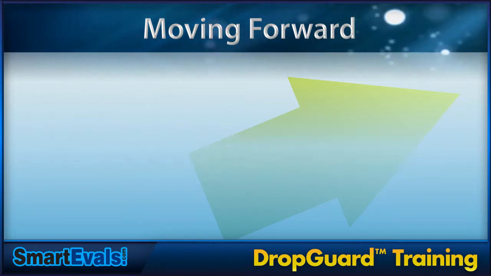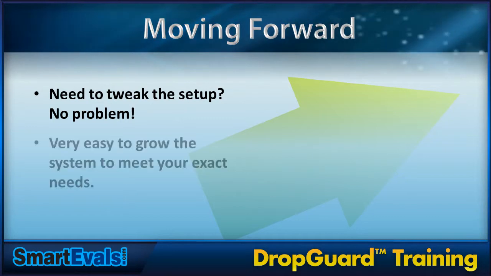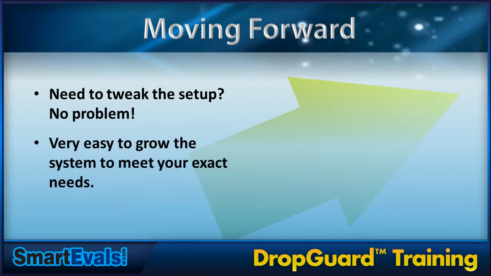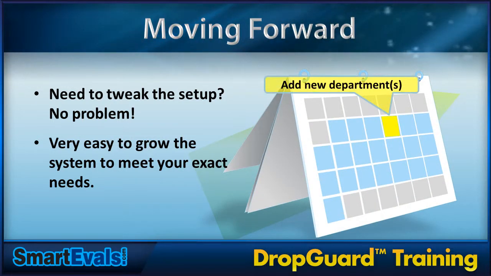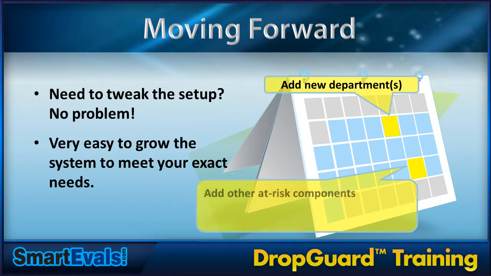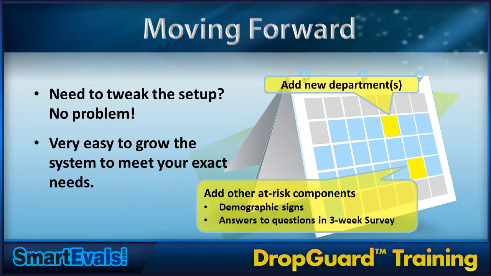As the semester progresses, we know that you're going to come to us and want to tweak certain things, and that's perfectly fine. It's going to be very easy to organically grow the system to your exact needs. As the semesters go on, we can add departments and start integrating our other at-risk components. Demographic signs, as in if a student is a first-generational college student or living off campus, and whether they answer certain questions on our 3-week survey or end-of-the-year satisfaction survey.